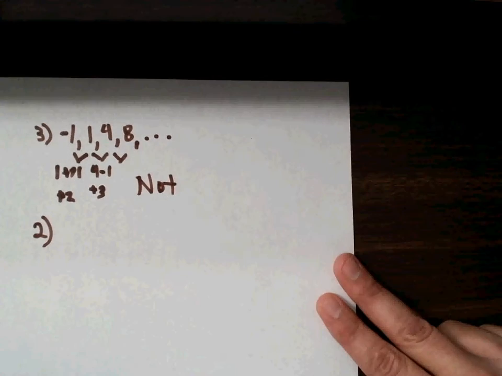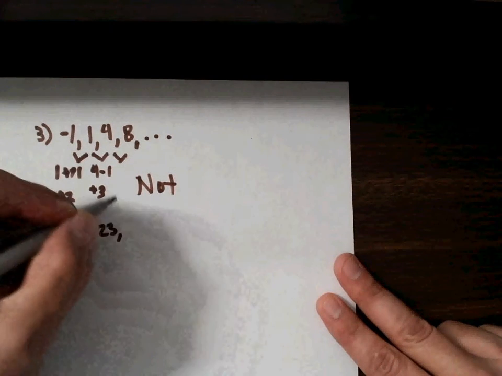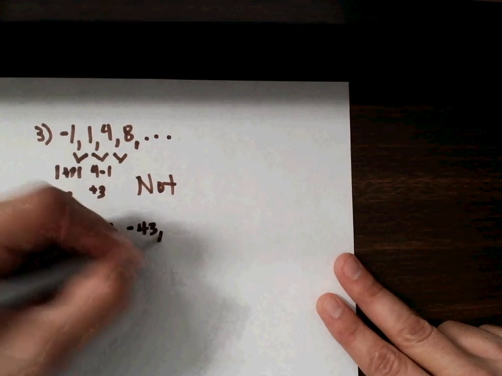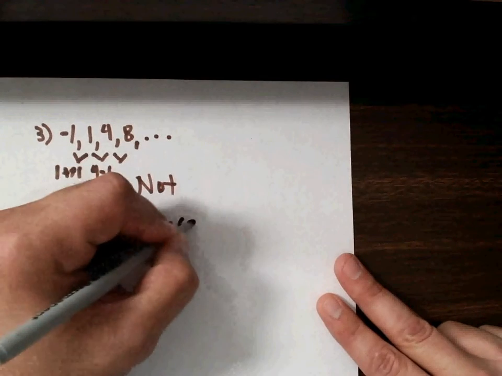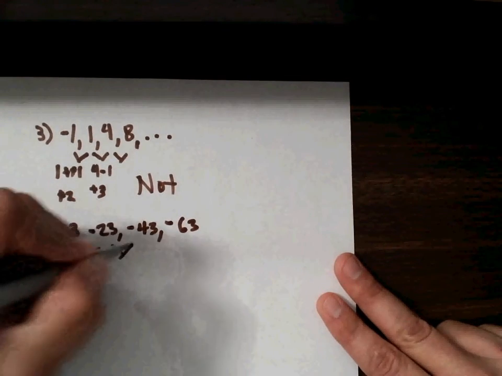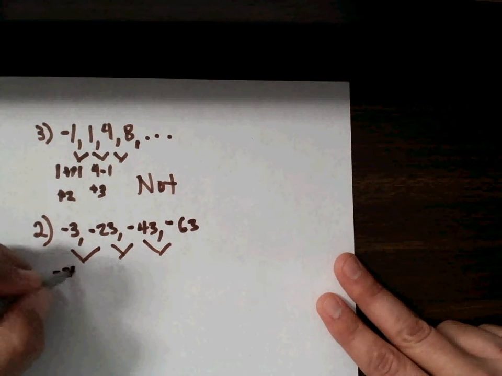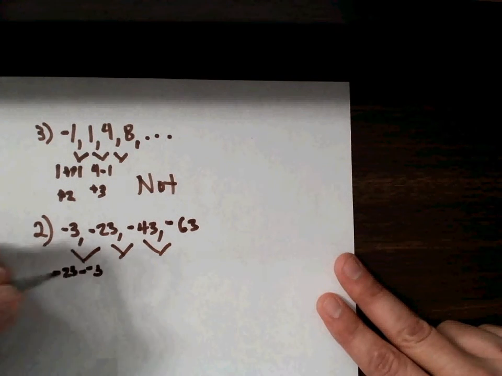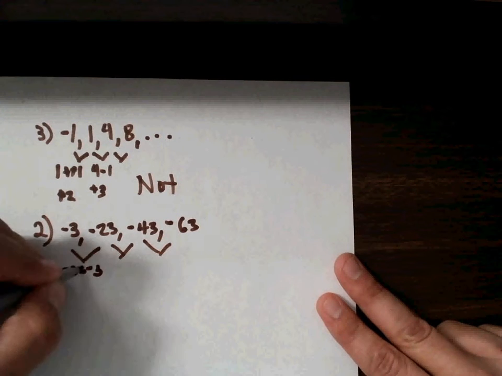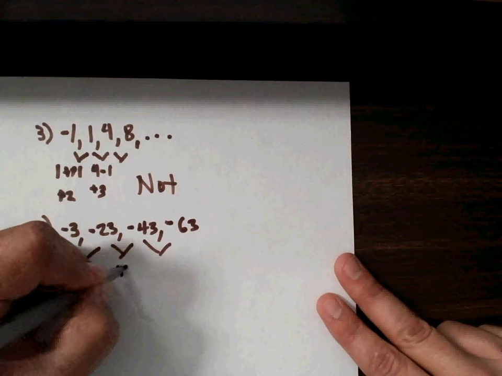Number 2 is negative 3, negative 23, negative 43, and negative 63. What's the difference between negative 23 and negative 3? Minus 20. Okay, let's check the next one. What's the difference between negative 43 and negative 23?